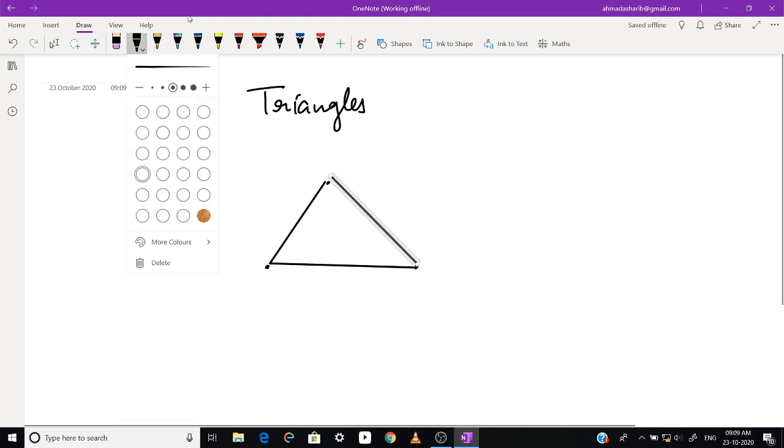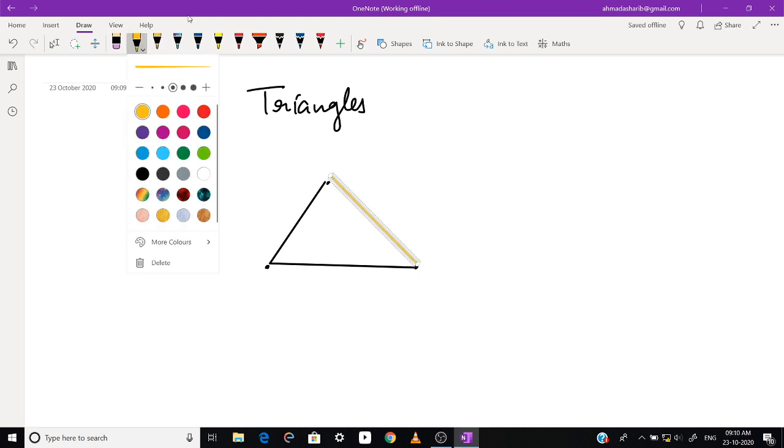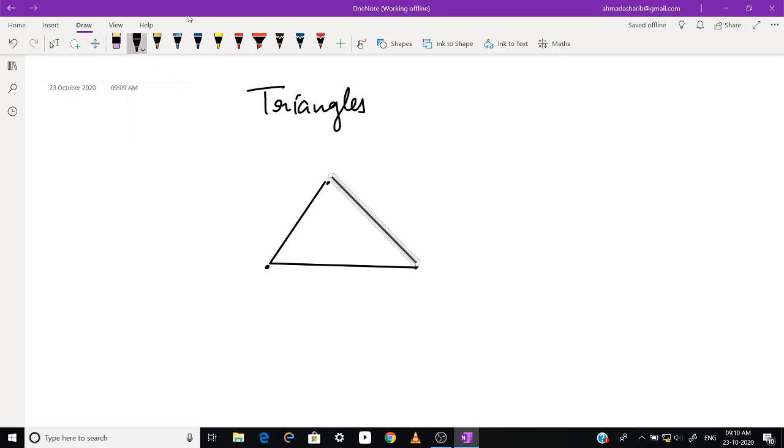Okay, is it clear? So this is a triangle. Now it has three line segments as its sides. There are three lines, and these three lines are called sides. It has three vertices. Vertex or vertices are the same thing as I've told you: the corners, this one, this one, and this one, these are called vertices, or they are also called vertex.